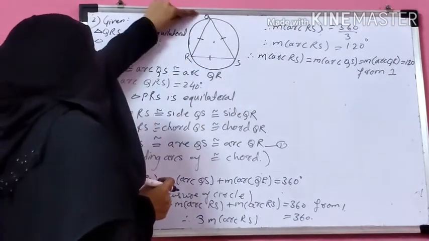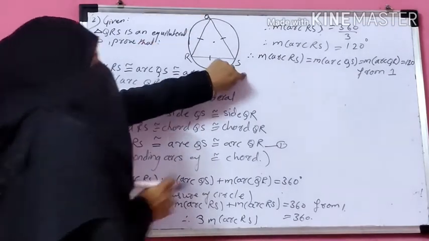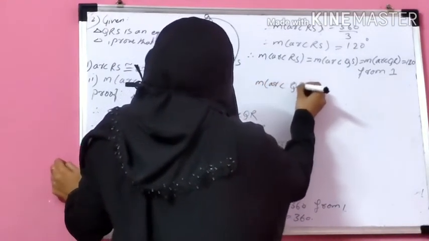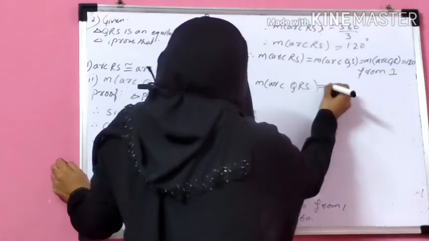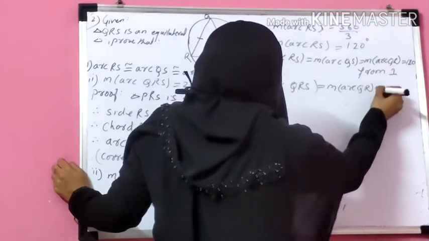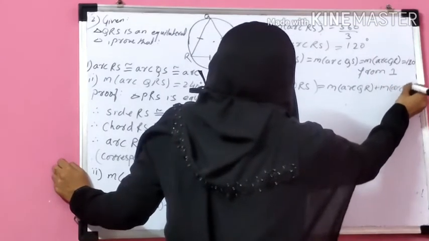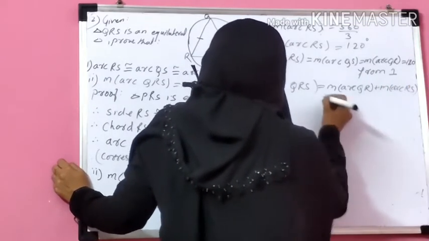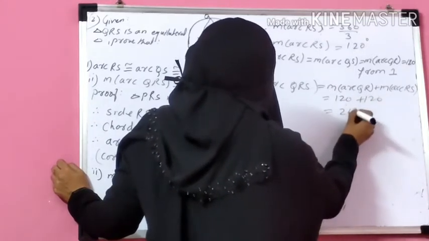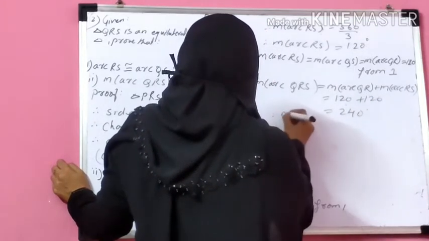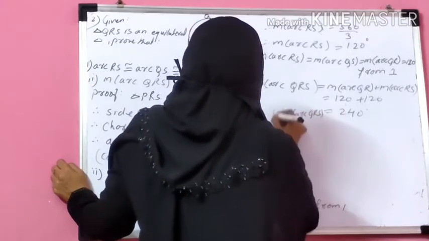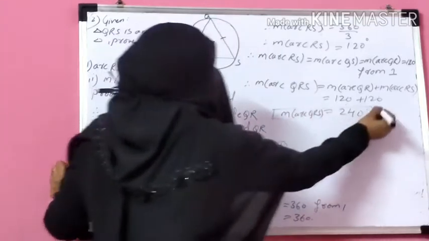The measure of QRS is nothing but the QR plus RS. So write here measure of arc QRS is nothing but the measure of arc QR plus measure of arc RS. So it's 120 plus 120 is 240 degree. So therefore measure of arc QRS is 240 degree.